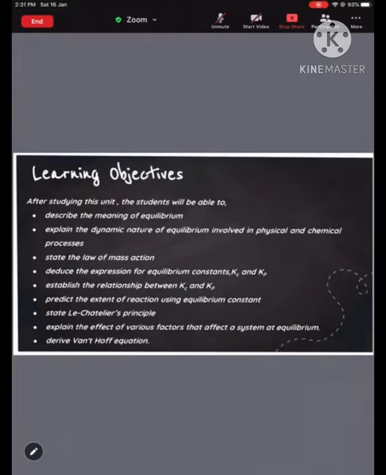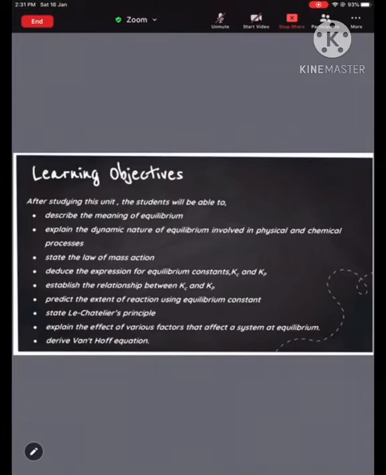We can state the law of mass action. We can deduce the expression for equilibrium constant Kc and Kp. We can also establish the relationship between Kc and Kp. We can predict the extent of reaction using equilibrium constant. We can state Le Chatelier's principle. We can explain the effect of various factors that affect the system at equilibrium. We can derive Van't Hoff's equation.